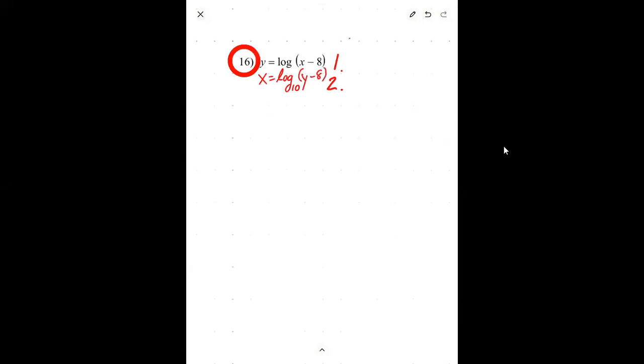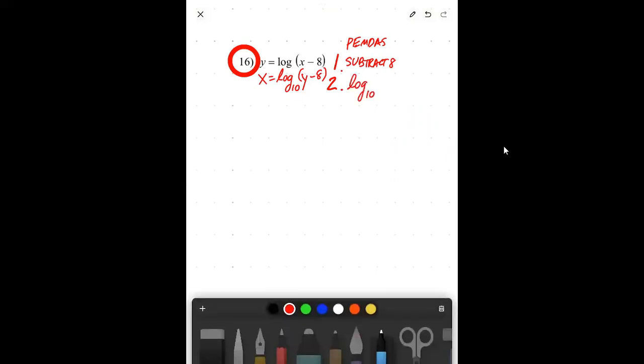Now, we're going to use PEMDAS. The first thing that we're going to do is what's inside the parentheses. So we're subtracting 8 from y. So you would say subtract 8. And then we're taking the log with the base 10. So I'm just going to put log base 10. There's nothing else that we're doing on this side.